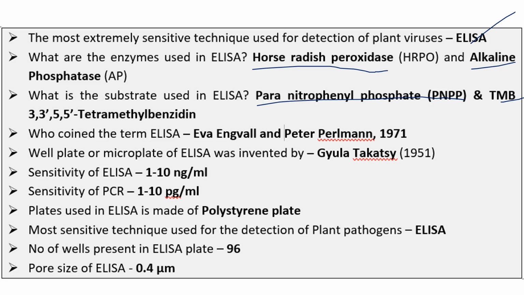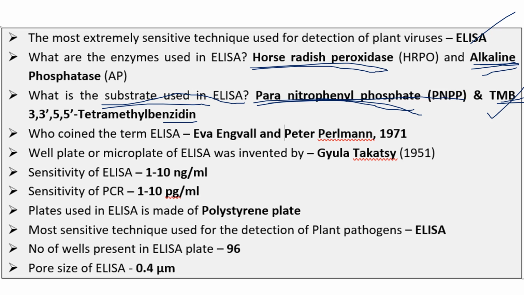TMB, tetramethyl benzidine. I think in the previous question they asked about the substrate, right? So the substrate is para-nitrophenyl phosphate and TMB, not alkaline phosphatase. Horseradish peroxidase and alkaline phosphatase are the enzymes used in ELISA. Anyway, they asked a substrate in the previous slide. So the substrate used in ELISA is para-nitrophenyl phosphate only, not alkaline phosphatase. Alkaline phosphatase is actually an enzyme. Okay, para-nitrophenyl phosphate along with the TMB, 3,3',5,5' tetramethyl benzidine. This can be used.